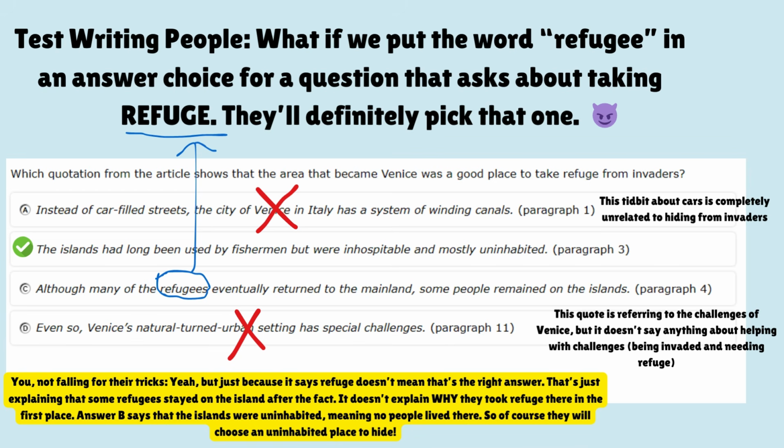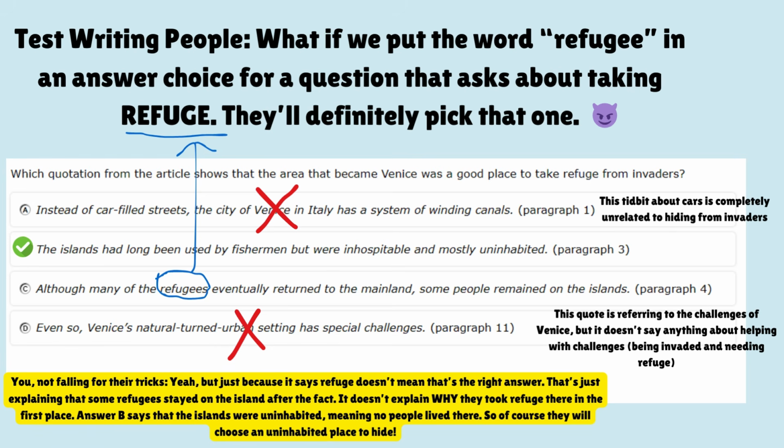So here's what was going through the minds of the people that write this test. What if we put the word refugee in an answer choice for a question that asks about taking refuge? They'll definitely pick this one, mwahahaha. And that's what they want. That's how they're trying to trick you. Which quotation from the article shows that the area that became Venice was a good place for taking refuge from invaders?